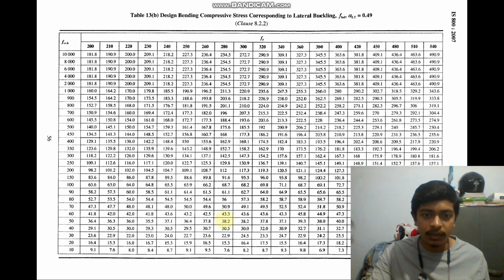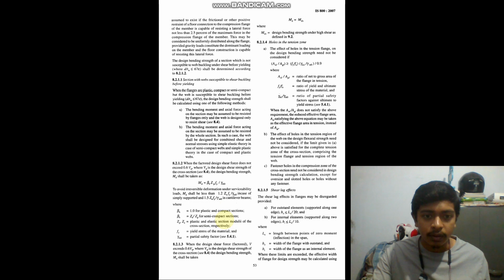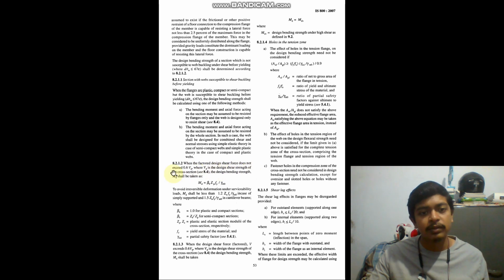So if I go back to the moment carrying capacity formula, here it is stipulated that when the factored design shear force does not exceed 0.6 Vd, where Vd is the design shear strength of the cross section. So if this is the case, in that case it's a low shear case. Here the shear force does not interact with the bending moment capacity of the beam. So the bending moment capacity will be found out using this formula simply.